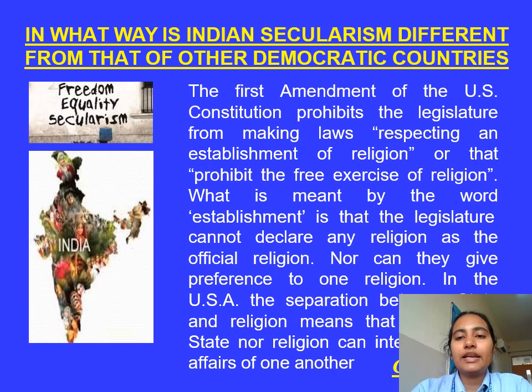The First Amendment of the US Constitution prohibits the legislature from making laws respecting an establishment of religion, or prohibiting the free exercise of religion. What is meant by the word establishment is that the legislature cannot declare any religion as the official religion, nor can they give preference to one religion.